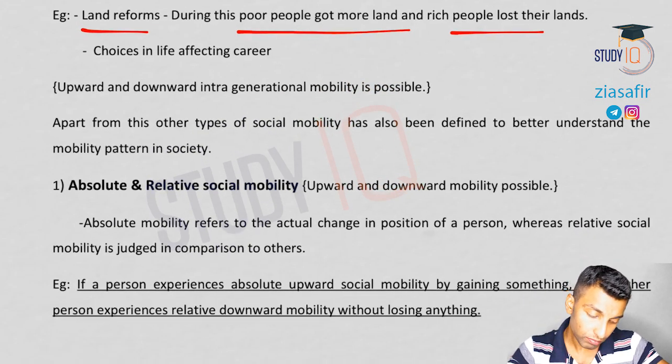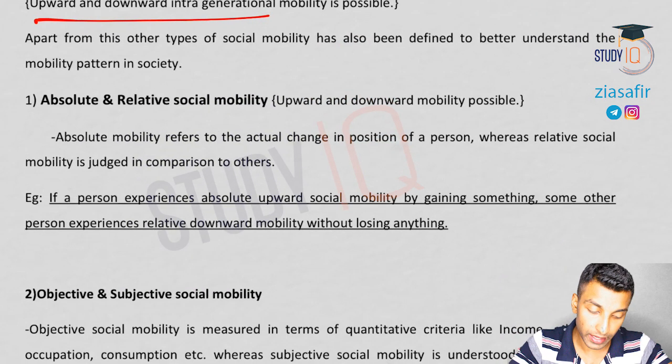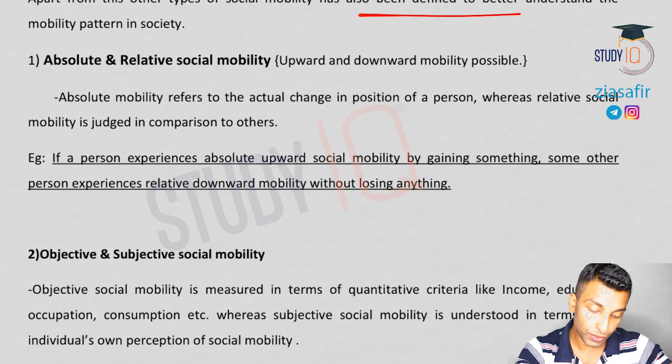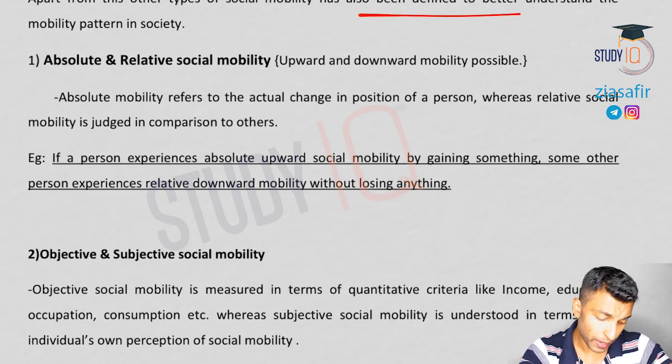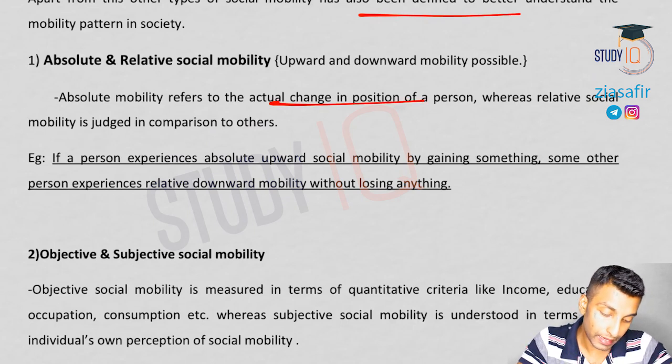So here also upward and downward is possible. Apart from this, other types of social mobility have also been defined to better understand the mobility pattern in society. Absolute and relative social mobility. Okay, so what is absolute mobility? It refers to actual change in position of a person, whereas relative social mobility is judged in comparison with others.